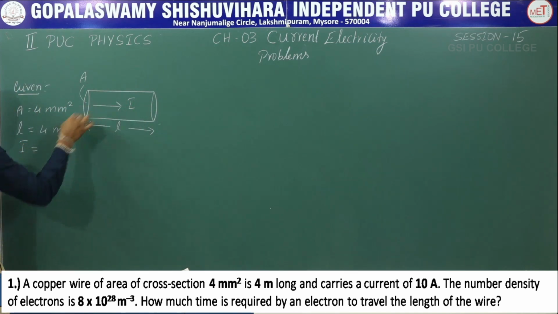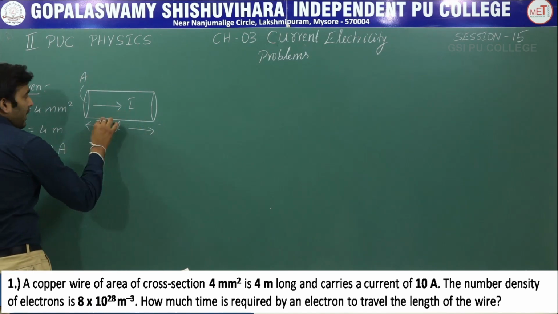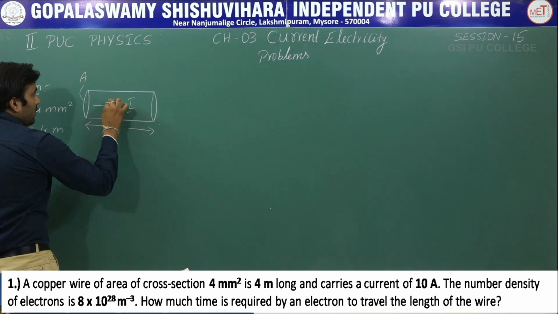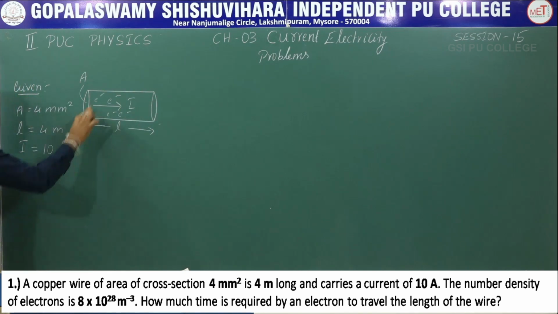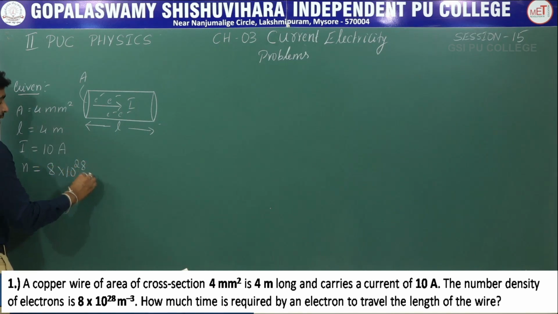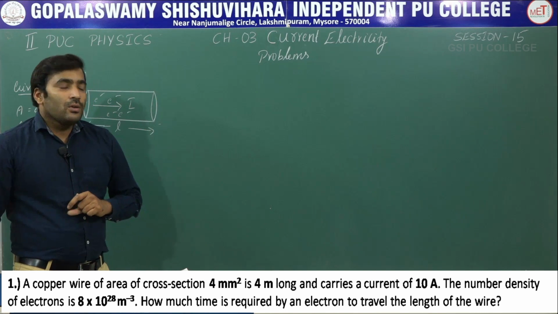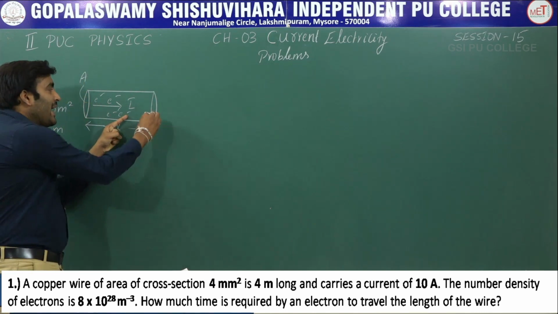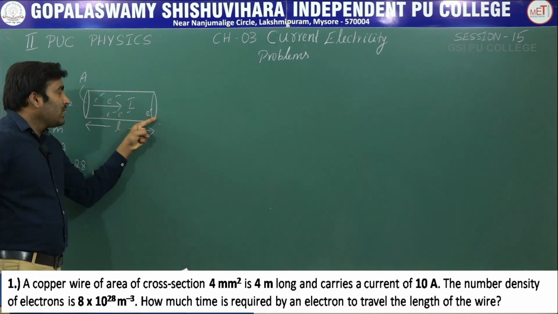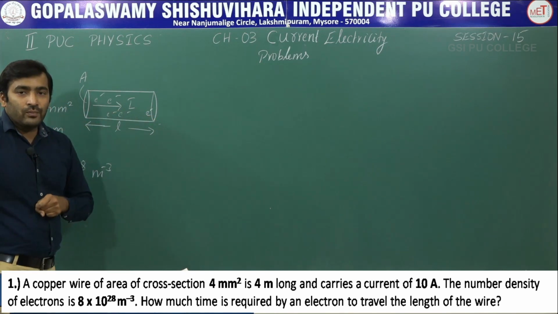Current carried by the conductor is 10 ampere, and the number density of electrons, the number of electrons present per unit volume of the wire, is equal to small n. n is equal to 8 into 10 power 28 per meter cube. So these are the given things. What we need to calculate here is the time required by an electron to travel the length of this wire.